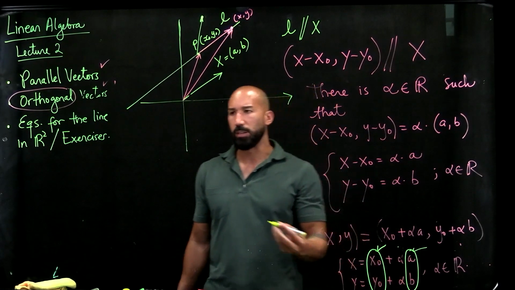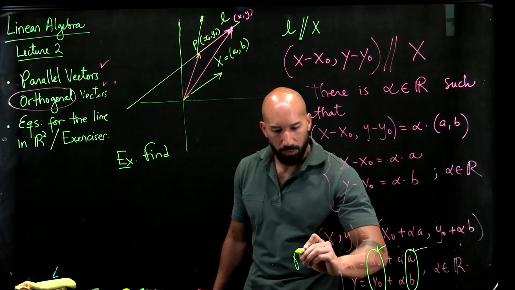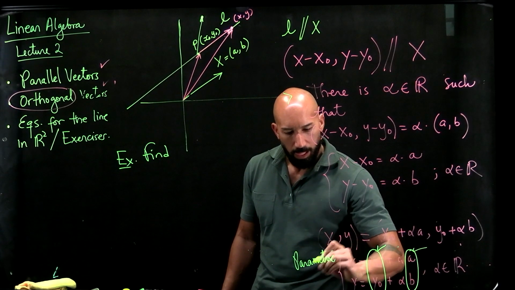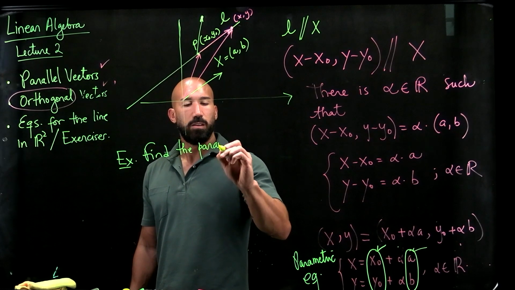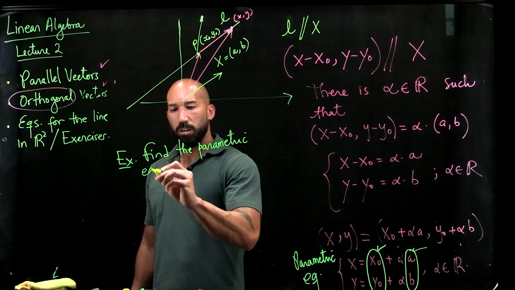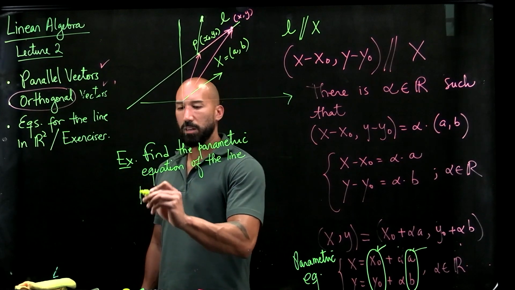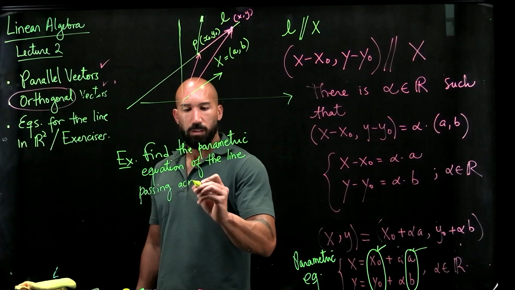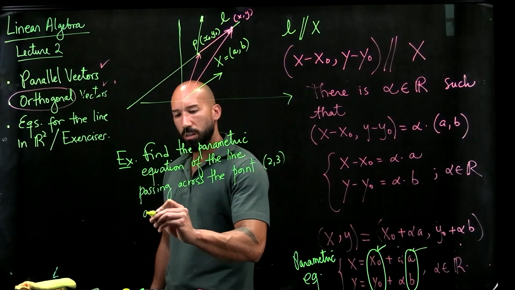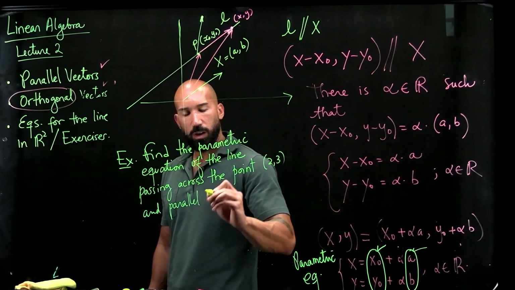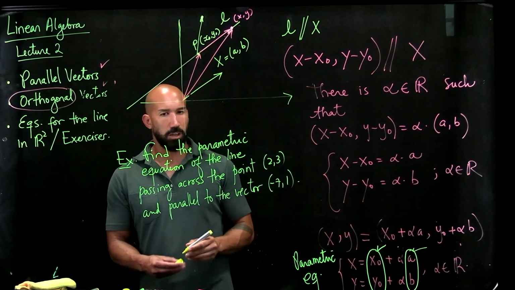Is that good? So let me put an example. Find the parametric equation of the line passing across the point (2, 3) and parallel to the vector (negative 7, 1). Okay, this is pretty easy.